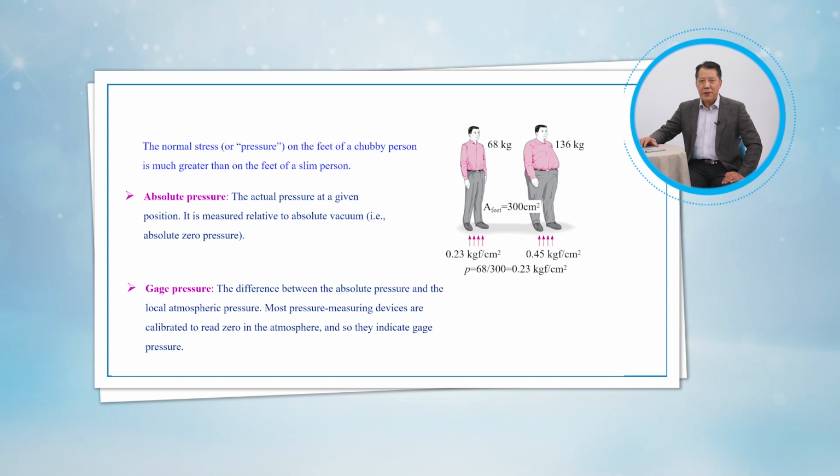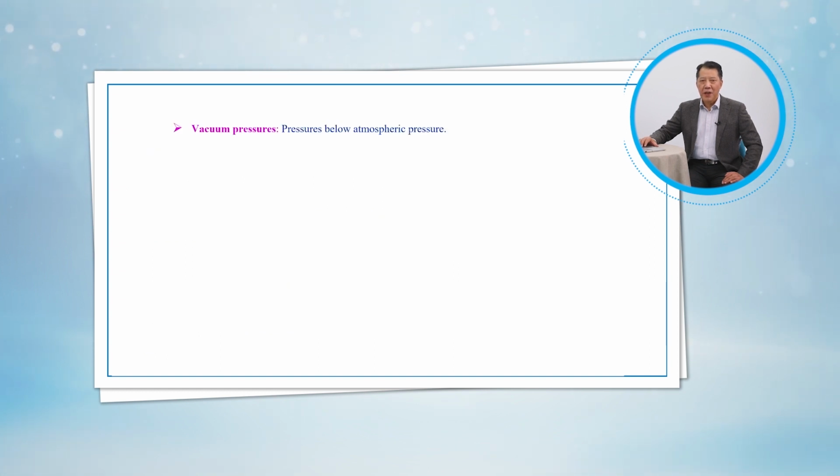This difference between the absolute pressure and the local atmospheric pressure is called the gauge pressure, P gauge, which can be positive or negative. Pressures below atmospheric pressure are sometimes called vacuum pressures and are measured by vacuum gauges that indicate the difference between the atmospheric pressure and the absolute pressure.